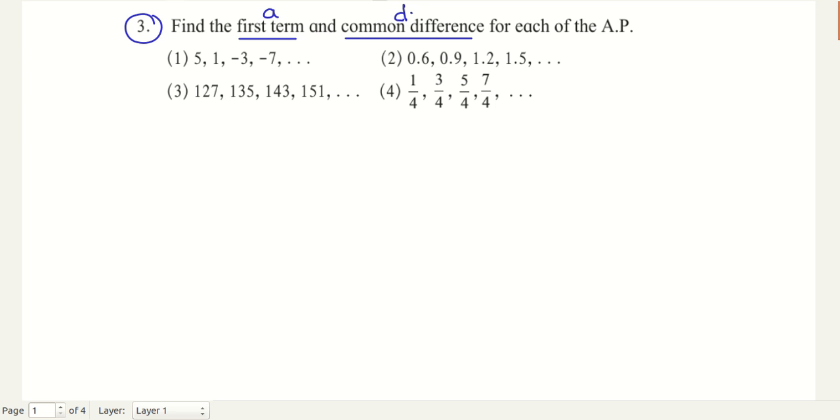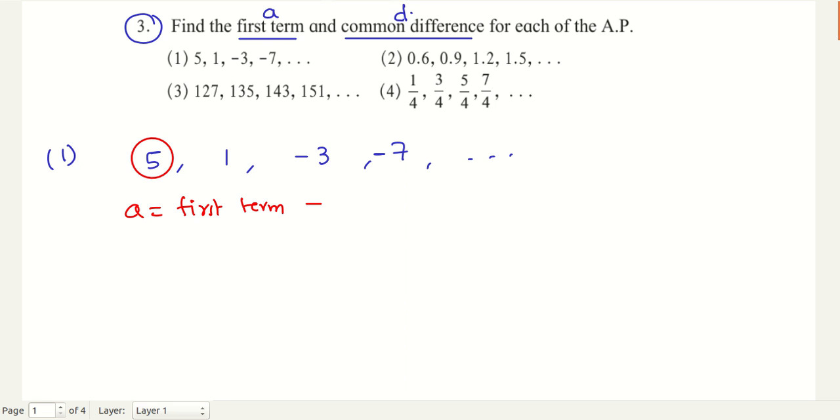So now taking the first question. What is the first question given as? It is given as 5, 1, minus 3, minus 7 and so on. From the question we know that A is nothing but the first term. It is given over here as 5, and you have to find the D now. What is the common difference?